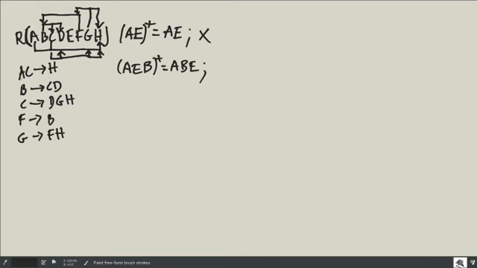Now, do I have AC? No, I don't. Do I have B? Yes, I have B here. B can take me to C and D. So I have A already, and now B, and from B, as it says here, I can go to C and D. So two new attributes, C and D. But I already had E, so let's keep E here.